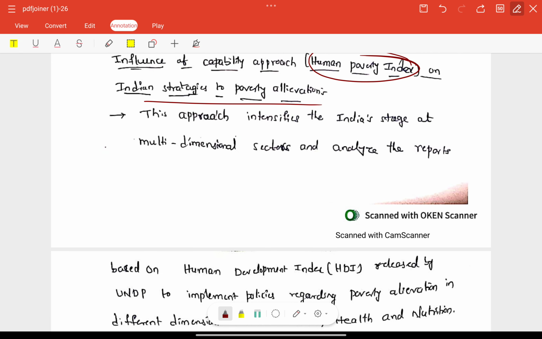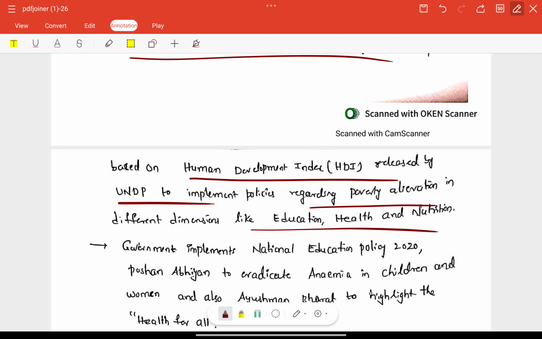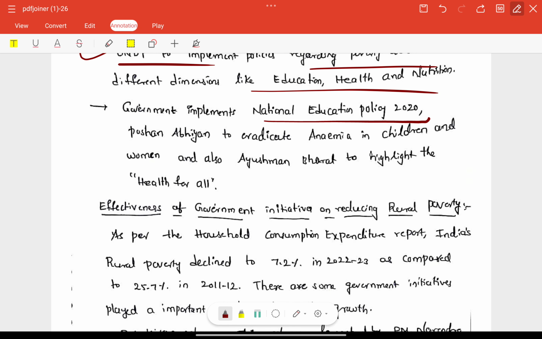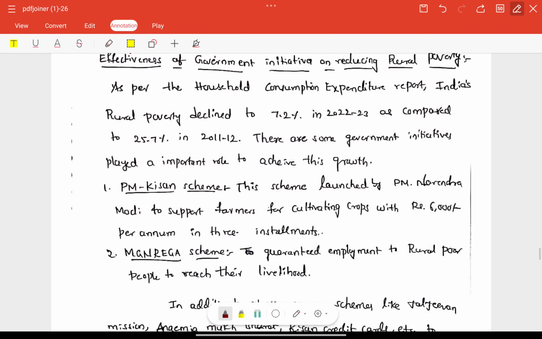Influence of the capability approach, that is the human poverty index, on India's strategy of poverty alleviation. This approach intensifies India's stage at multidimensional sectors and analyzes reports based on the Human Development Report released by UNDP to implement policies regarding poverty alleviation in different dimensions like education, health and nutrition. Very good point. And also the government implements the National Education Policy, Poshan Abhiyan to eradicate anemia in children and women, and also Ayushman Bharat for health for all. Very good schemes included, especially regarding the second part of the question.